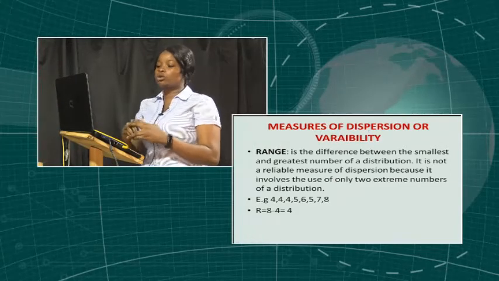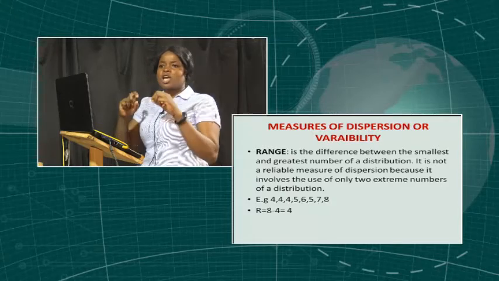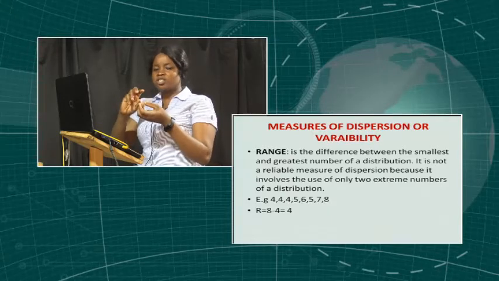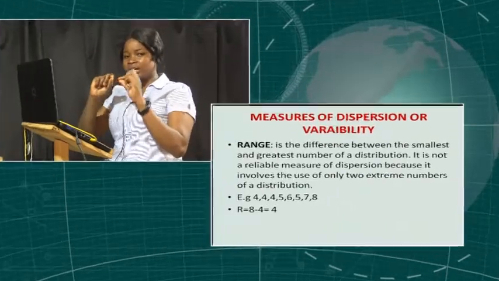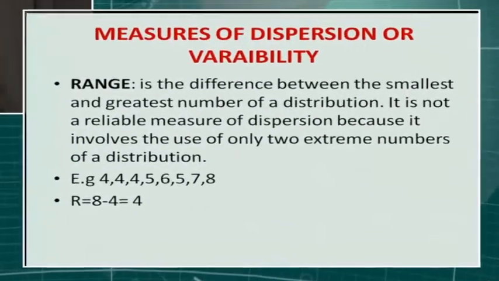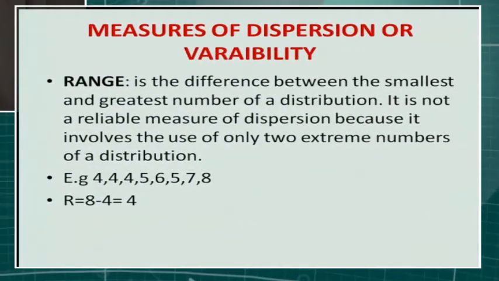The first one we'll talk about is range. Range is the difference between the greatest and the smallest of a distribution. Talking about greatest, the highest. So the highest of that particular distribution and the lowest, then you get the difference. What I'm saying is just that it involves just two extreme numbers.